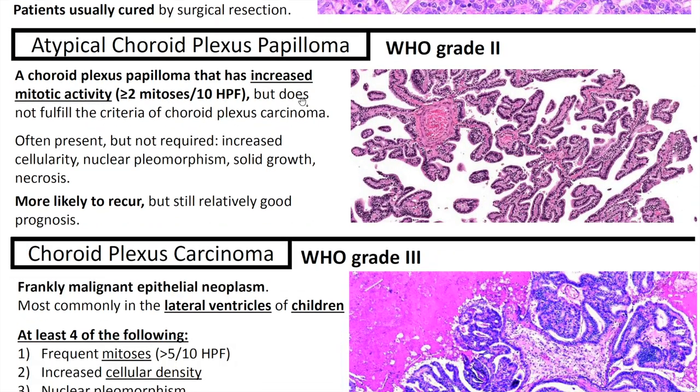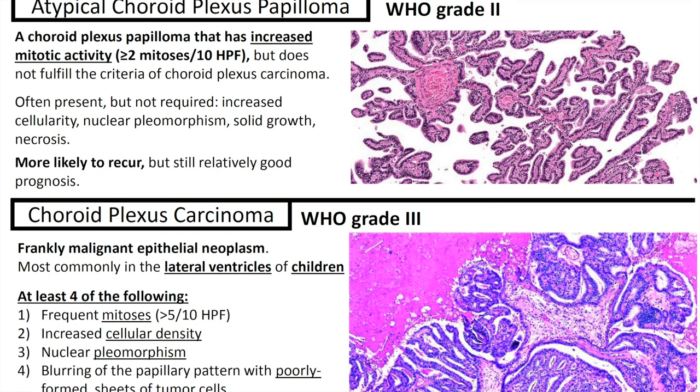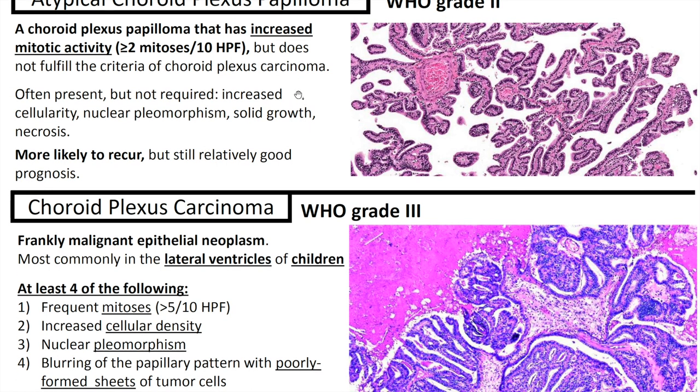Moving along the spectrum of the choroid plexus entities, atypical choroid plexus papilloma is WHO grade 2. That's a choroid plexus papilloma that has increased mitoses, so more than 2 mitoses per 10 high-powered fields. It still has that papillary choroid appearance, but does not fulfill the criteria of choroid plexus carcinoma. These are often present but not required: increased cellularity, nuclear pleomorphism, solid growth and necrosis. It is more likely to recur, but still has a relatively good prognosis.